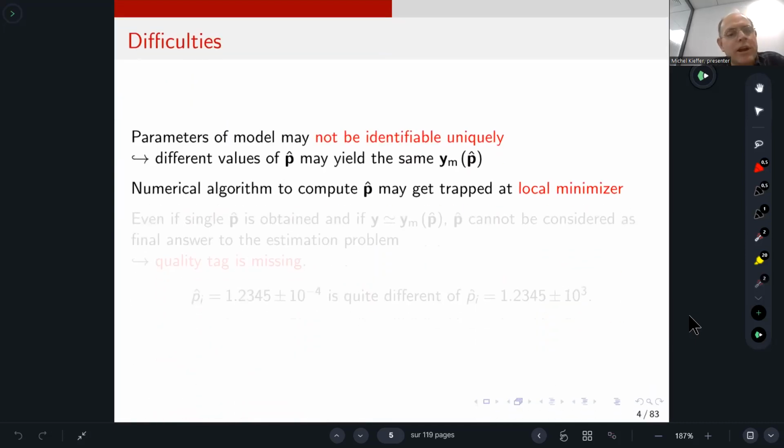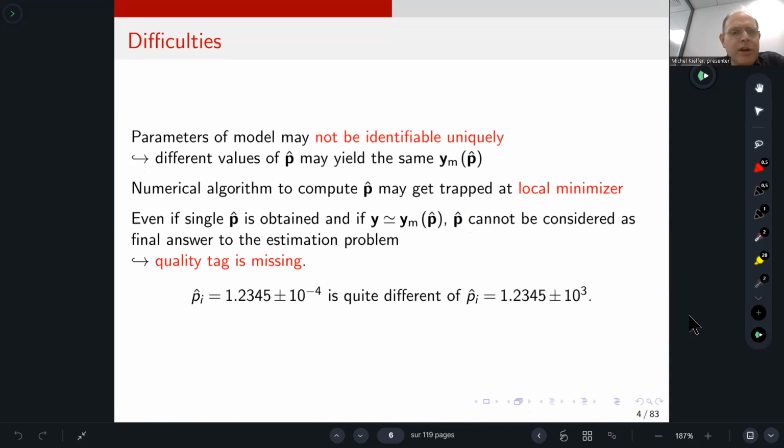You also have numerical algorithms which may get trapped at local minimizers. And even if you have obtained an estimate such that the output of your model for that estimate is relatively close to the system output, it cannot be considered as a final answer, and a quality tag is missing. This is why you need to obtain an evaluation of the uncertainty. For example, in that case, this is very accurate, and it's much more accurate than this case.